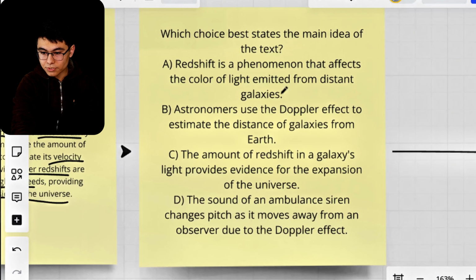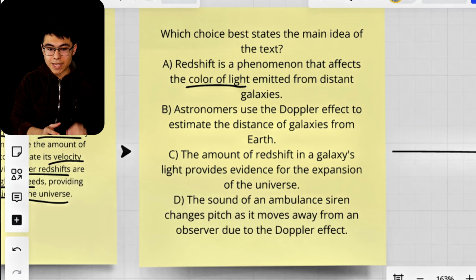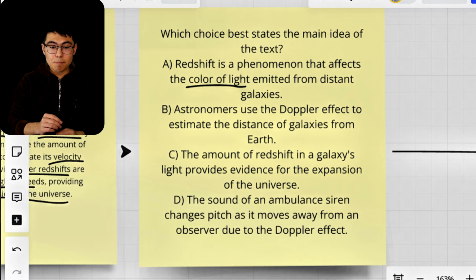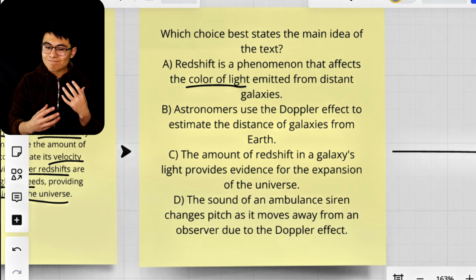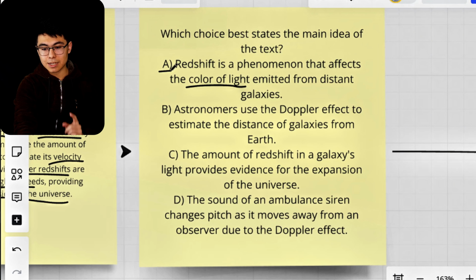Choice A: redshift is a phenomenon that affects the color of light emitted from distant galaxies. It's partially correct, but it's a little too narrow. Yes, it is true that redshift makes light appear redder, but the passage isn't just about color changes. It's about using redshift as evidence for the expansion of the universe. So this is not the best choice because it has some parts that are a little bit off. That's why A is wrong.